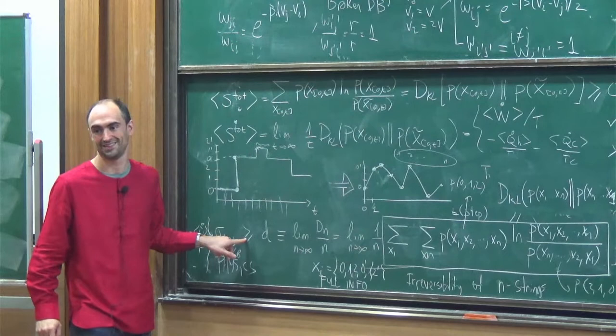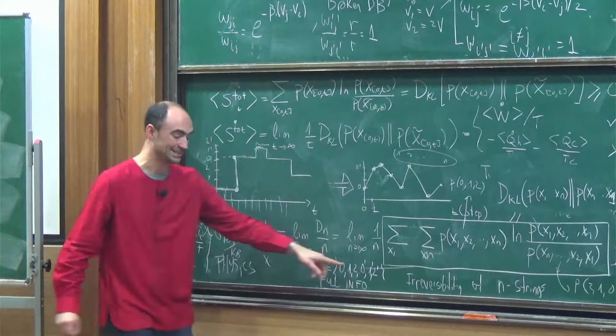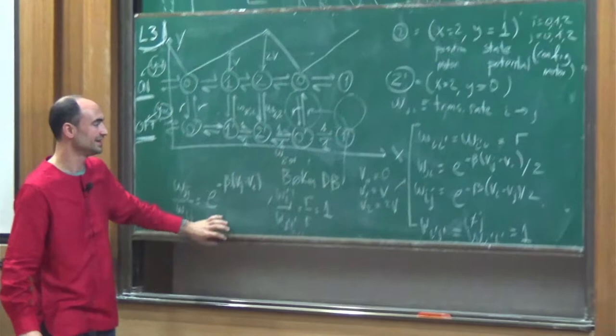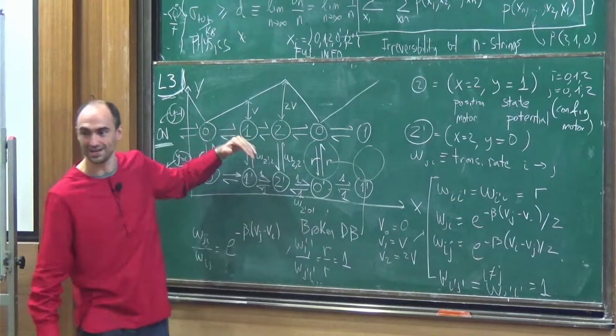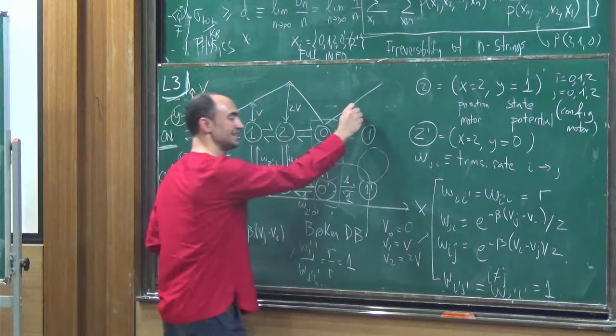But what if now my xi is not like this, but I have coarse grain information? What if now I'm blind to the y? I'm looking at the system from here, and I don't see the y. So these two states become the same state, these two states become the same state, and these two states become the same state. Let me call it alpha, beta, and gamma.